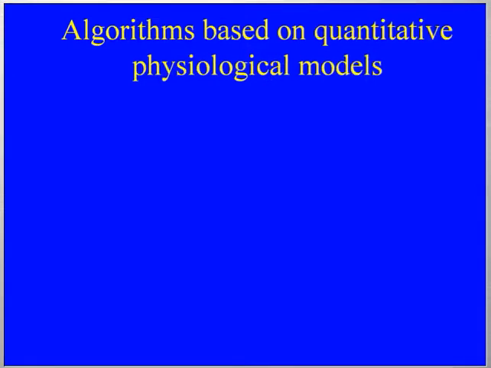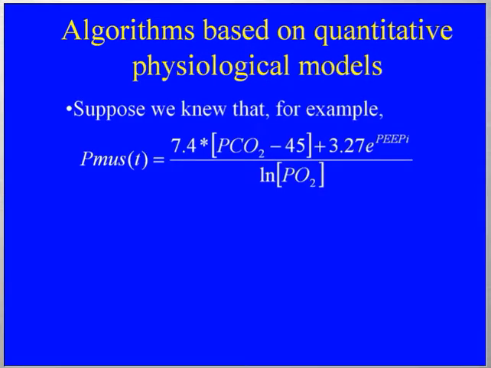And a final type of algorithm, which is the one that the engineers always try to get if they can, and this is frequently not possible in medical situations, is if you actually have a mathematical equation which describes what's going on. And here we have a mathematical equation which says that the pressure of the respiratory muscles ought to be 7.4 times the difference between PCO2 minus 45 plus blah, blah, blah. You can see that. Now, don't write that down because I just made it up. I just made up a fancy-looking equation.